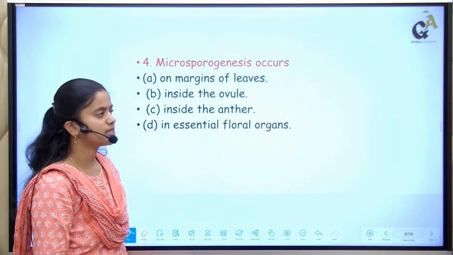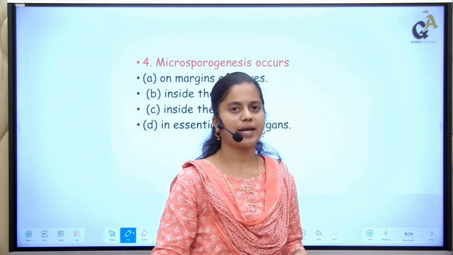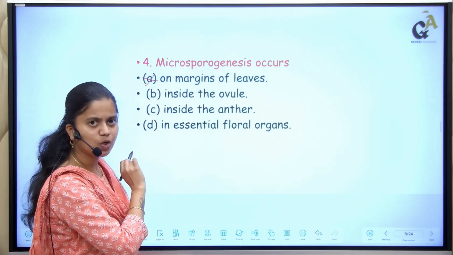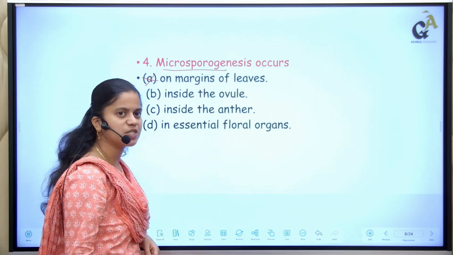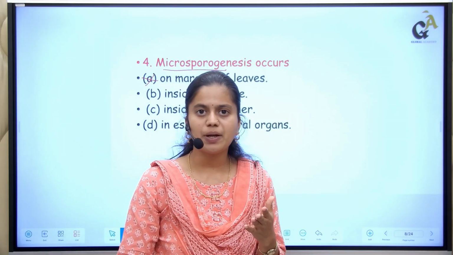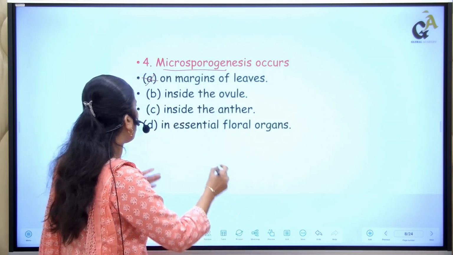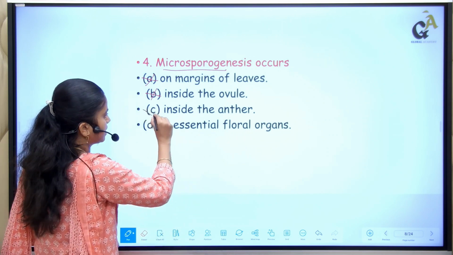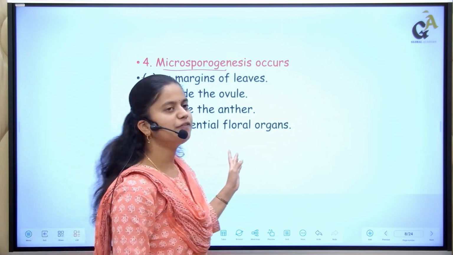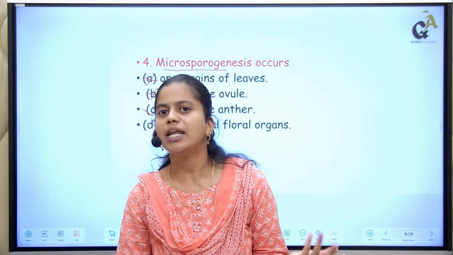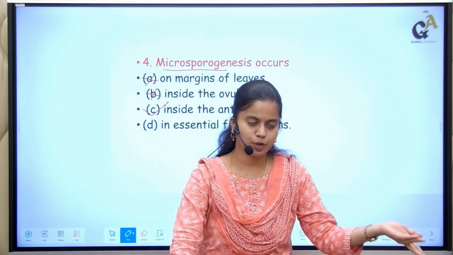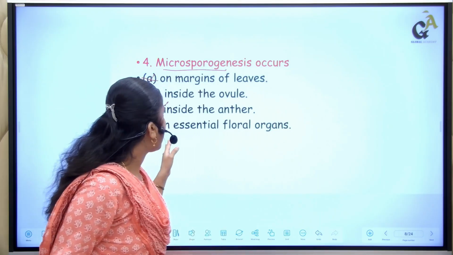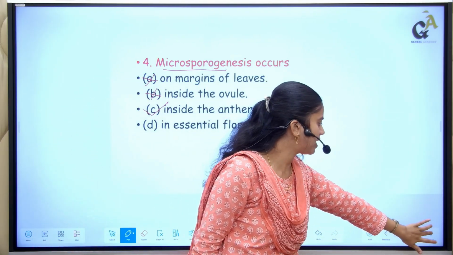Next, microsporogenesis occurs. Where is the exact place of microsporogenesis? On the margin of the leaves? No. Option B, inside the ovule? No. We are speaking about microsporogenesis, which means we are speaking about the stamen part, that is a male reproductive part. So this option B is absolutely wrong. Then option C, inside the anther. Yes. Option D, in essential floral organs. No students, it cannot occur wherever it can happen. Only in the male reproductive organ, that is inside the anther, microsporogenesis can take place.